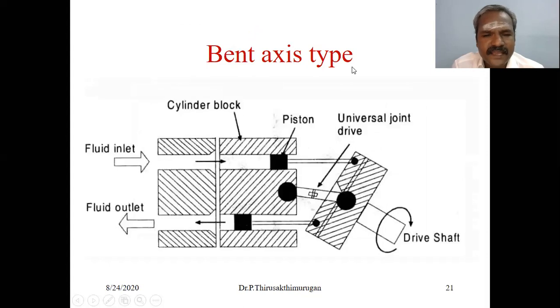This is the bent axis type. There is a fluid inlet and a fluid outlet. When the fluid goes inside, it will press, so this moves towards this side. When the liquid flows out through this vent, it will move and rotate the drive shaft. So this is used for angular displacement of the robo actuators.